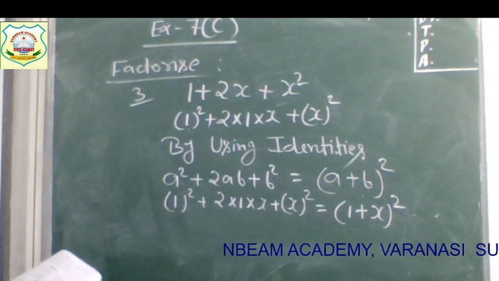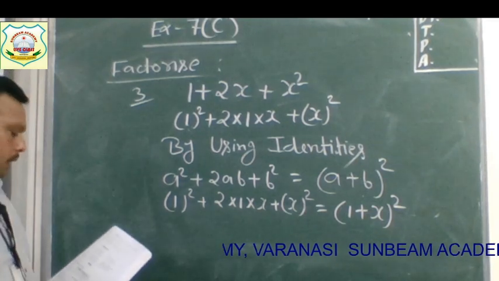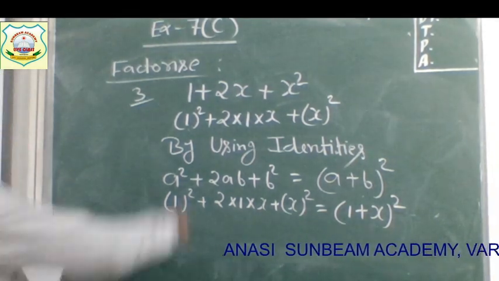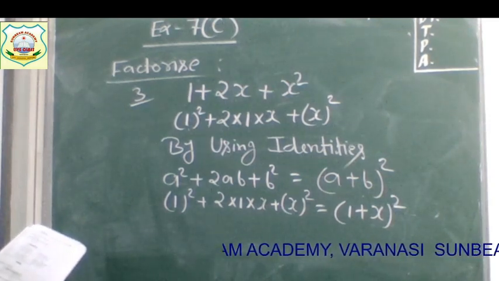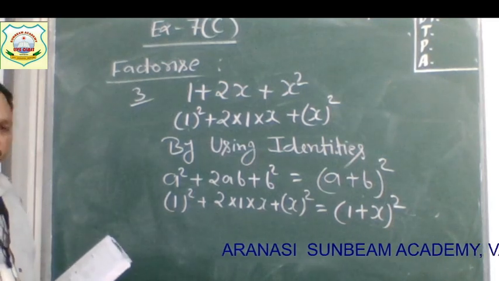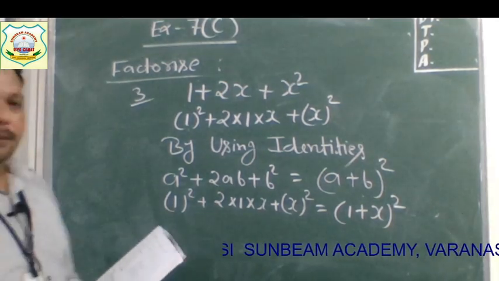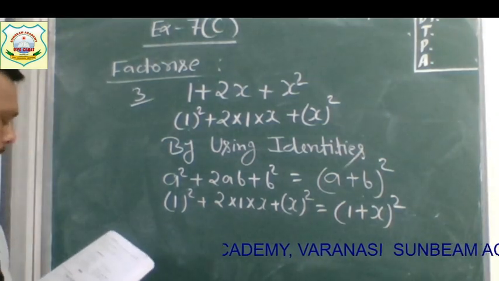After 3, we will tell you question number 4 as the same. We will do 9, that is in place of 1, 9 is given, and 6z plus z square. So 9 should be 3 whole square, and 6z you will change into 2ab format, and z square is already given. So you can do this one.